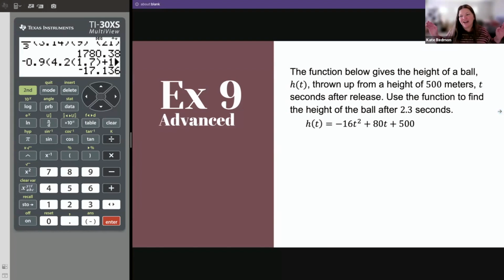Okay, you guys, you ready? Function notation, word problem, equation, letters, algebra. Stop panicking. Same basic skill.